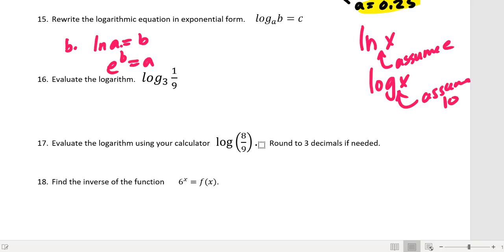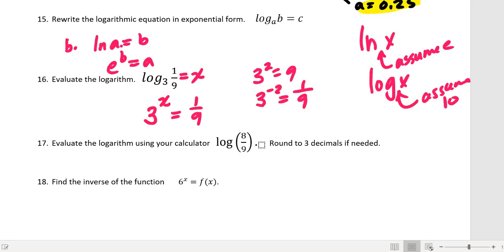Okay? The next one says evaluate the logarithm. So let's rewrite it as an exponential. So base 3. Wait, we don't have it equal to anything, do we? Let's go ahead and write an x because it's unknown. So 3 to the x is equal to 1/9. What would x have to be to make this true? We know that 3 squared would be 9. Well, that's not right. We want it to be 1/9. So if we do 3 to the negative 2, that means we're going to take this and move it to the denominator. And that's what I want. So x is equal to -2.